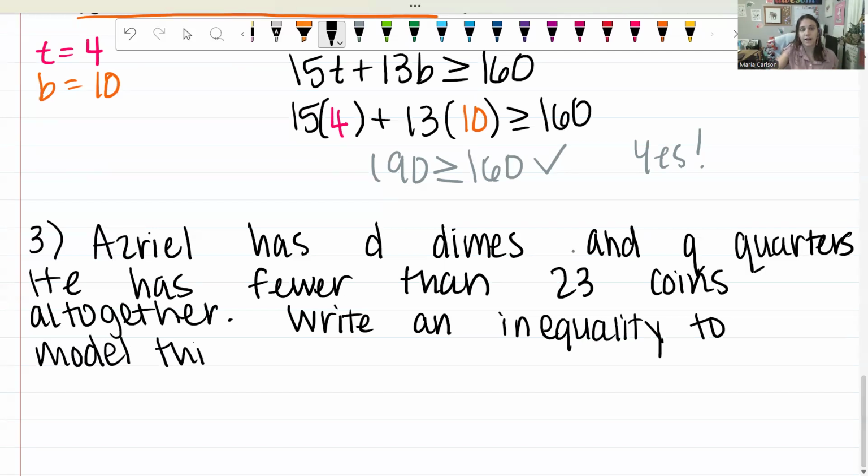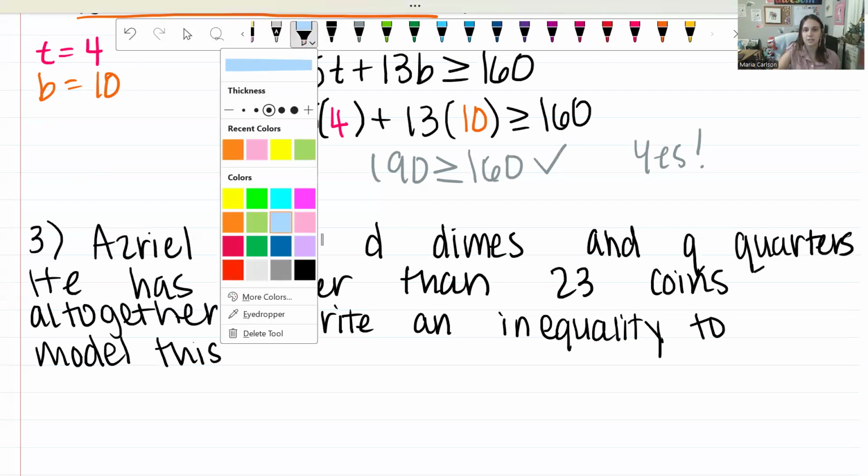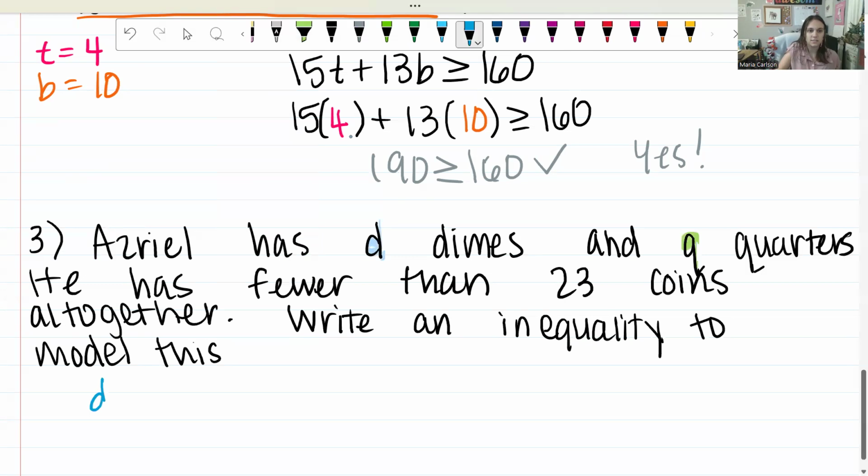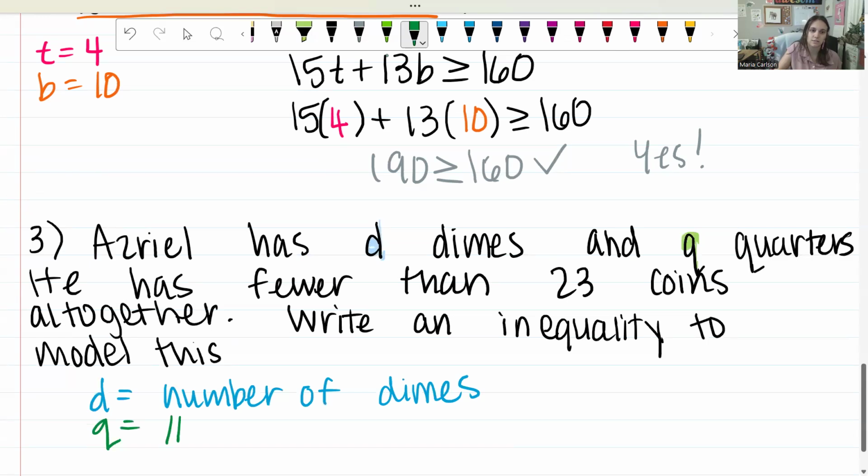So they defined the variables for us already, which is so nice. They say D is our number of dimes and Q is our quarters. So let's write that out. D represents the number of dimes he has. And Q is going to represent the number of quarters he has.